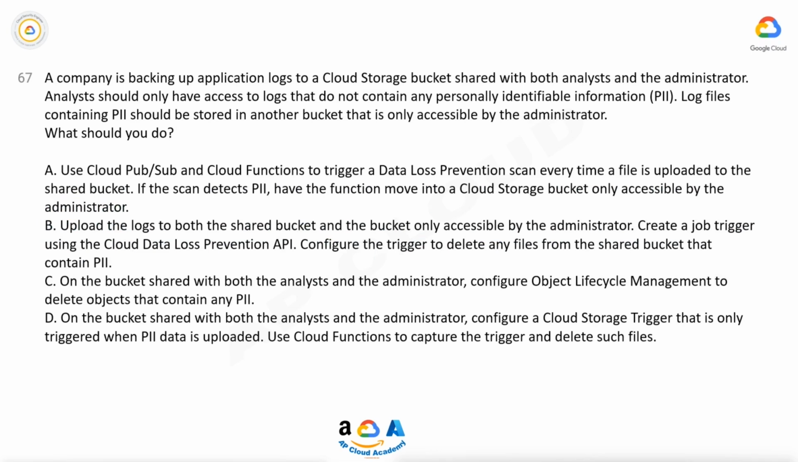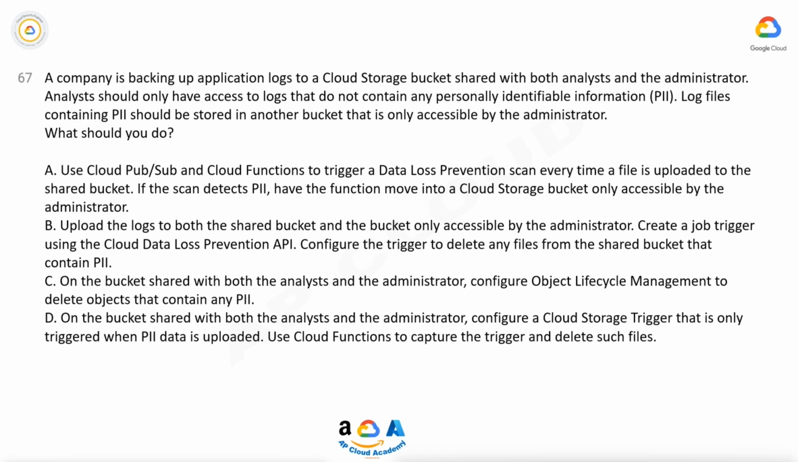67. A company is backing up application logs to a cloud storage bucket shared with both analysts and the administrator. Analysts should only have access to logs that do not contain any personally identifiable information, PII. Log files containing PII should be stored in another bucket that is only accessible by the administrator. What should you do? A.